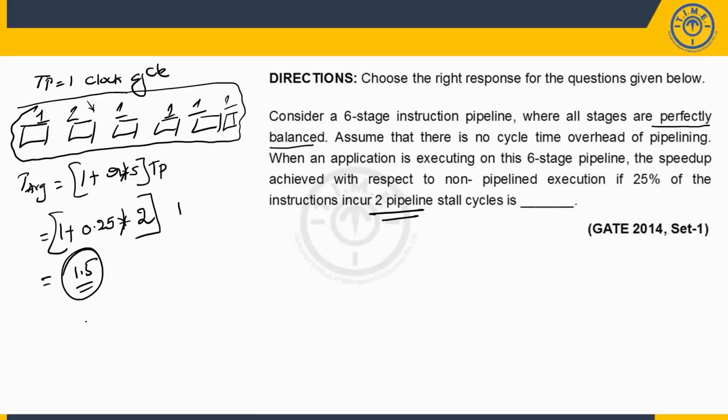So in a non-pipeline system, Tn will be equal to 6 clock cycles. Or the TP, whatever, the non-pipeline system time is equal to 6, and the pipeline system is equal to 1.5. So speed up is equal to 6 by 1.5, which is equal to 4. Is this clear? Clear, sir.